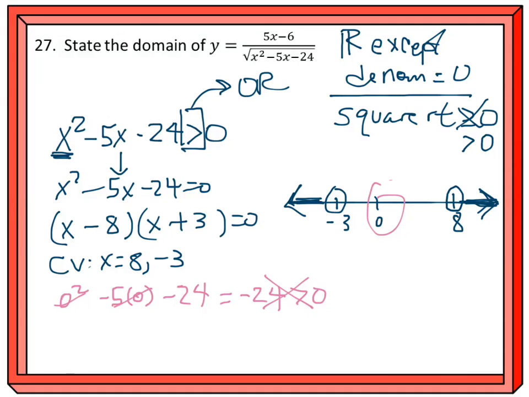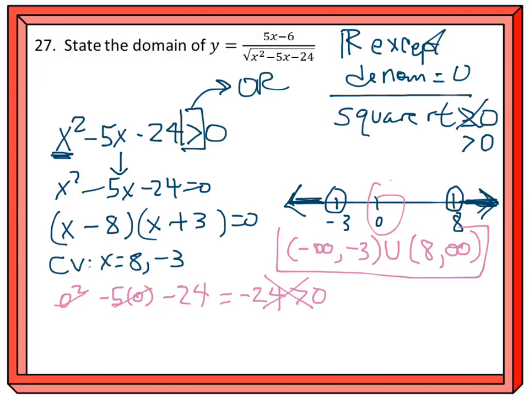So our answer here is in interval notation from negative infinity to negative 3. It gets parentheses, not a bracket, because it's got an open circle. Union, parentheses, 8 to infinity. And there's the domain of this funky rational function.